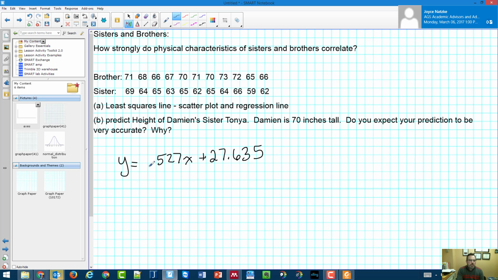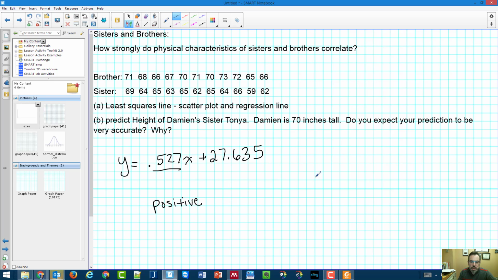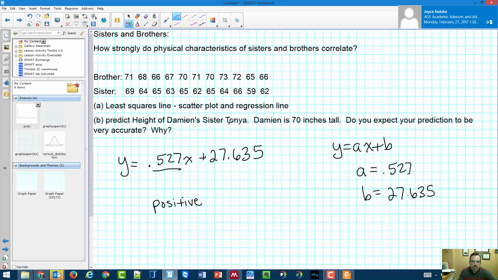All right, so you will recall from our discussion of the slope and intercept before that this slope is telling me that that line is going in a positive direction. And once again, the slope is always the coefficient of x, so that's my slope. So when I'm looking at an equation y equals ax plus b, where a is equal to 0.527 and b is my intercept of 27.635, I'm going to use that information in order to predict the height of Damien's sister Tanya.